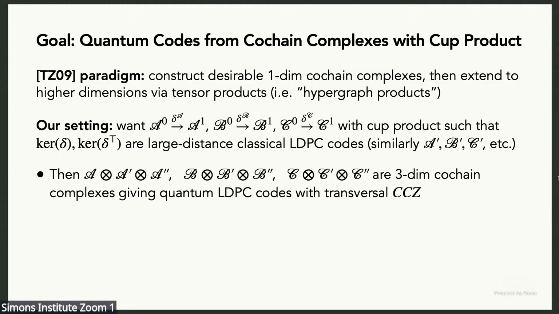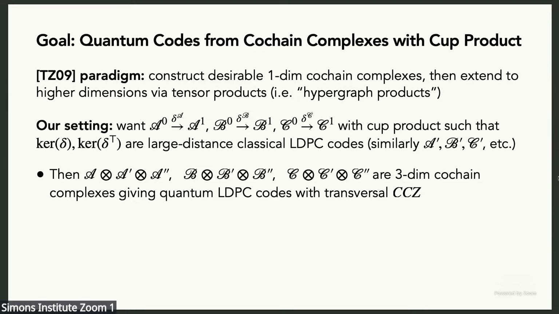Now I haven't actually defined what this tensor product of cochain complexes is. For the purpose of this talk, it's a standard operation. It's the algebraic version of taking a Cartesian product of topological spaces. So I'll gloss over that, and instead, just for the purpose of time, I'll focus on constructing these one-dimensional complexes.